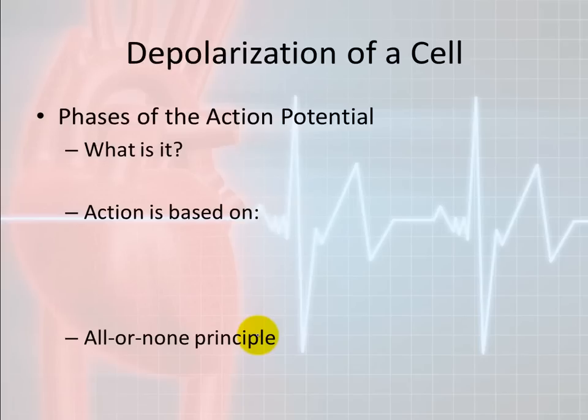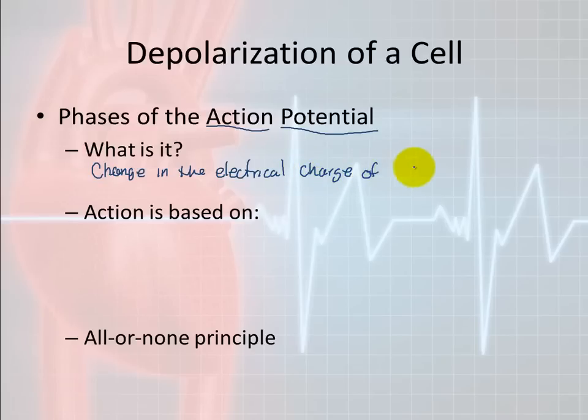Depolarization of the cell occurs as an action potential. The action potential itself is the process of the cellular depolarization. So what is the action potential? It is the change in the electrical charge of the cell. And that means that it's the change from resting to depolarization, the process of repolarization, back to a state of rest.